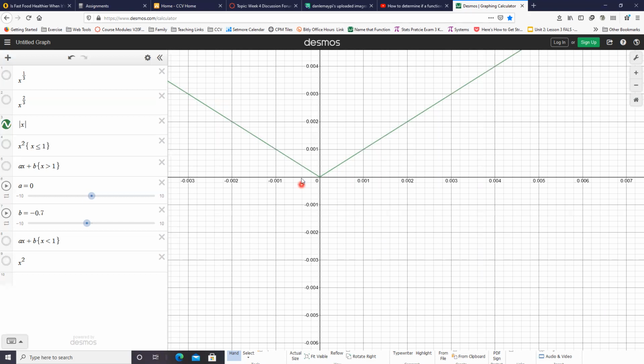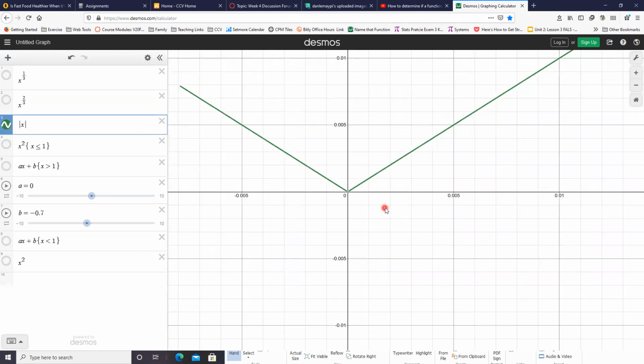So that's why the plain old everyday absolute value function is not differentiable at 0, because the slope on the left is different from the slope on the right. That corner's always there. It's continuous, but it's just not differentiable.